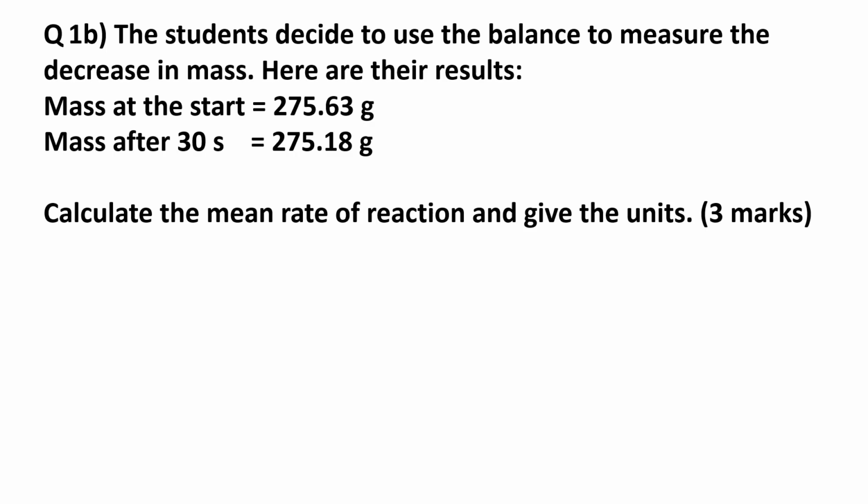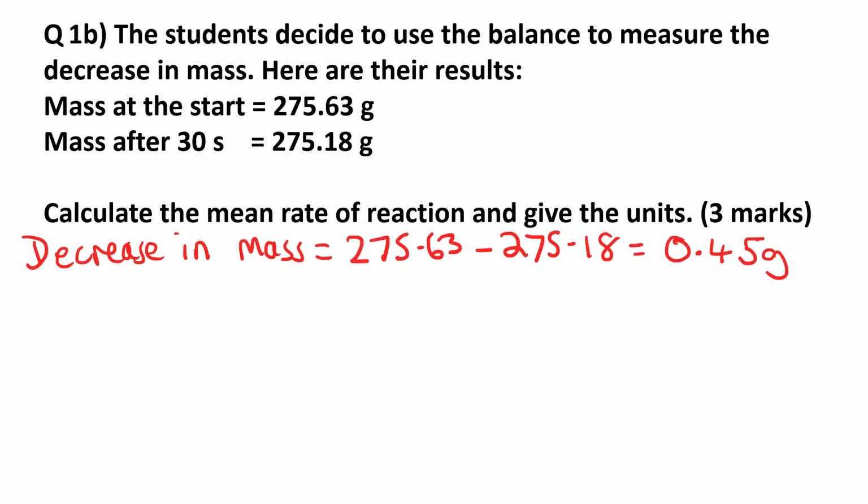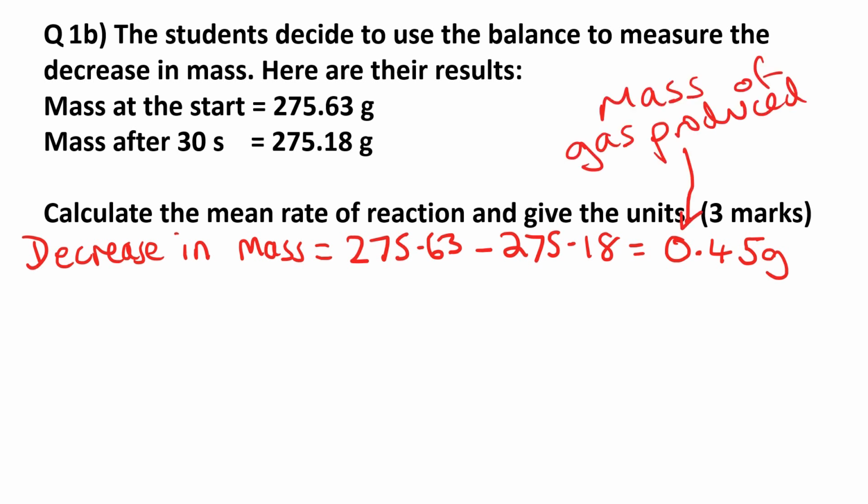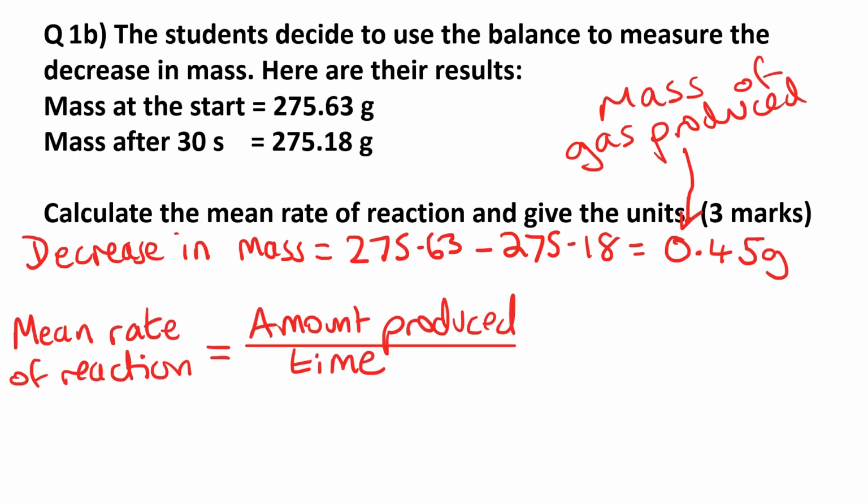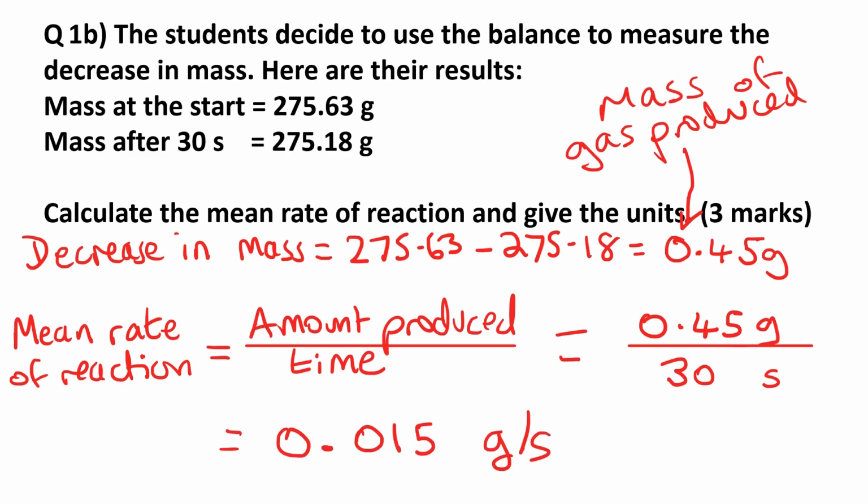So the first thing we need to calculate is the decrease in mass. So we do the first mass, take away the mass after 30 seconds, and we get 0.45 grams. And this is equivalent to the mass of gas produced. You then need to remember the equation that the mean rate of reaction is the amount produced divided by time. So in this case, we've produced 0.45 grams of gas and it took 30 seconds. And that works out at 0.015, and the units are going to be grams per second.